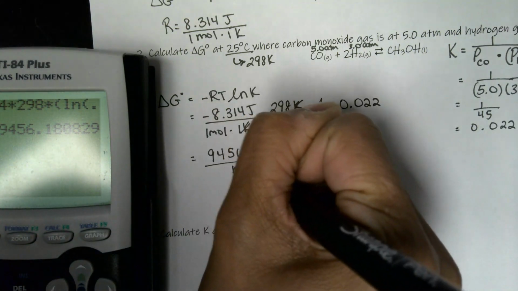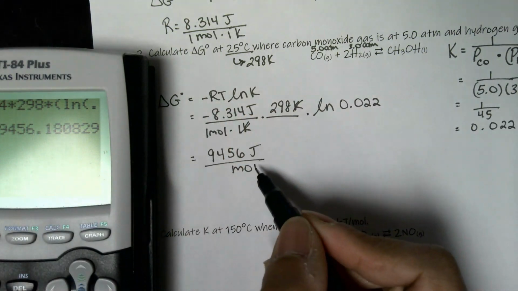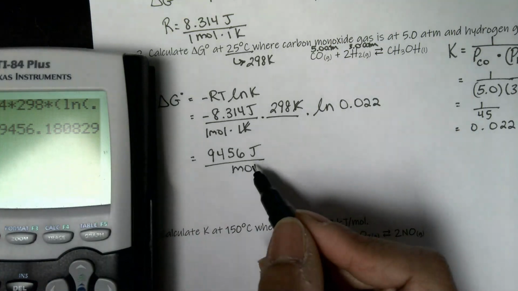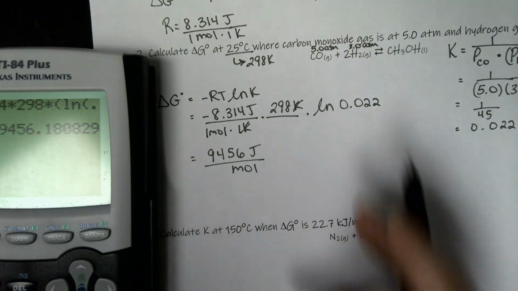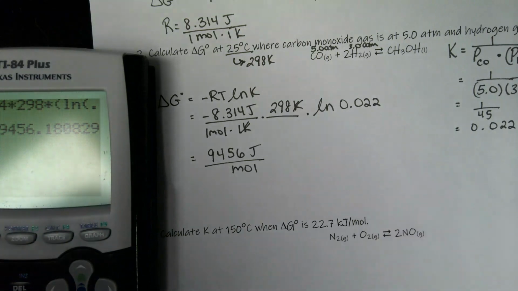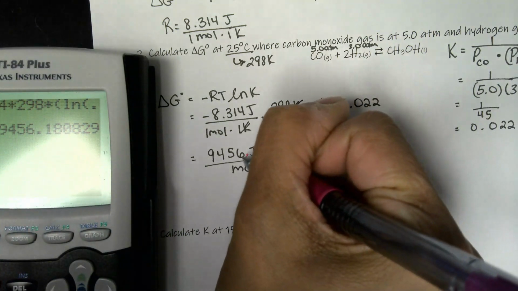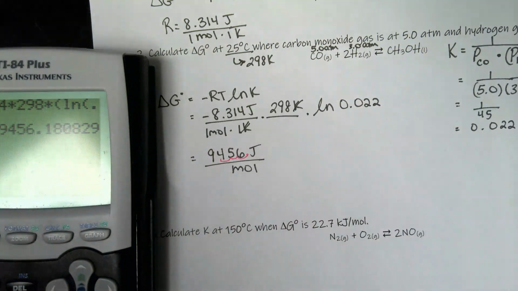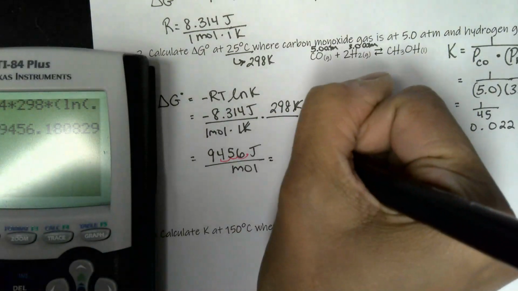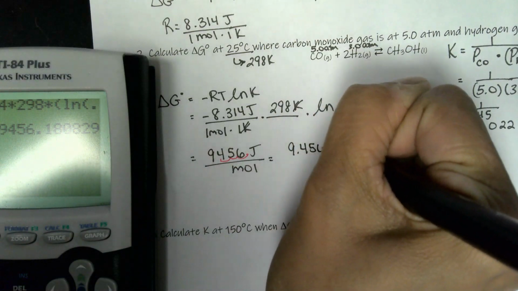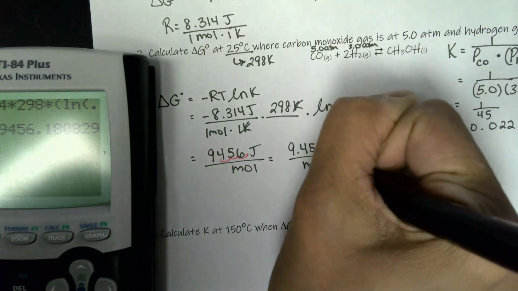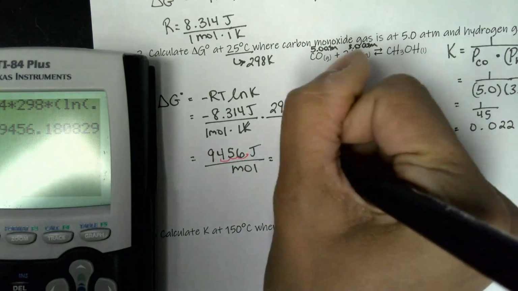per mole. If I wanted to put this into kilojoules, which it's not asking me to, so I don't have to necessarily, but just to remind you, this is my decimal point. You would divide by 1,000, so I go over 1, 2, 3. So that's equivalent to 9.456 kilojoules per mole for my delta G.